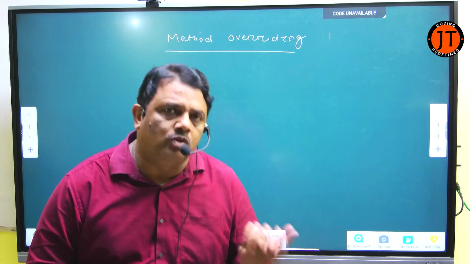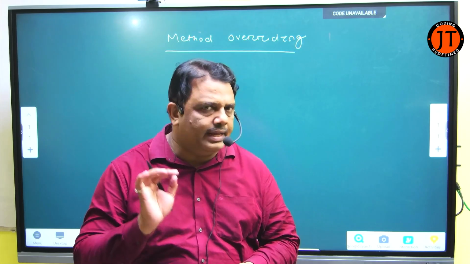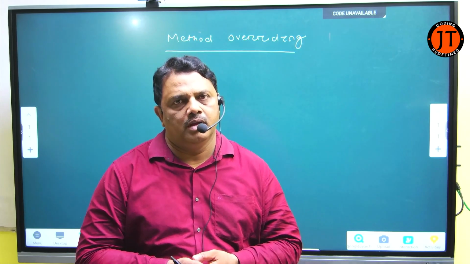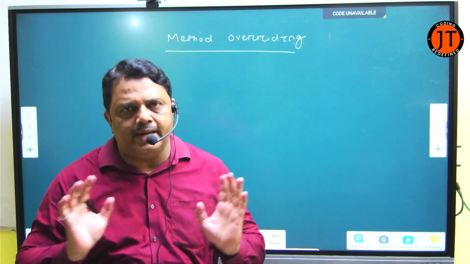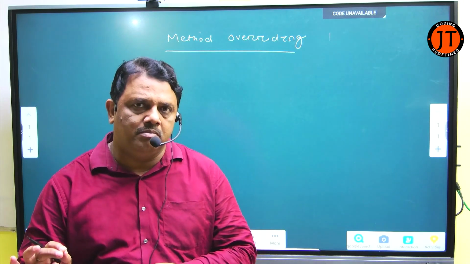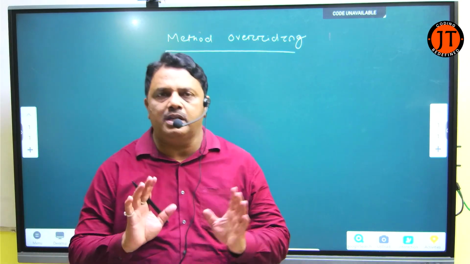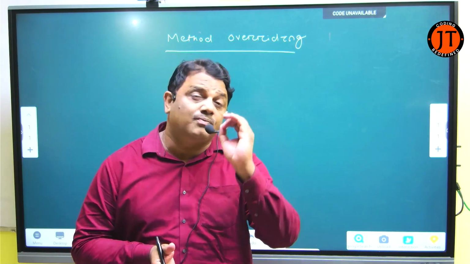In method overriding, the base class method is overridden in the child class. When the base class method is overridden in the child class, the method name must be the same, the return type of the method must be the same, and the parameters must be the same. This is the fundamental concept.